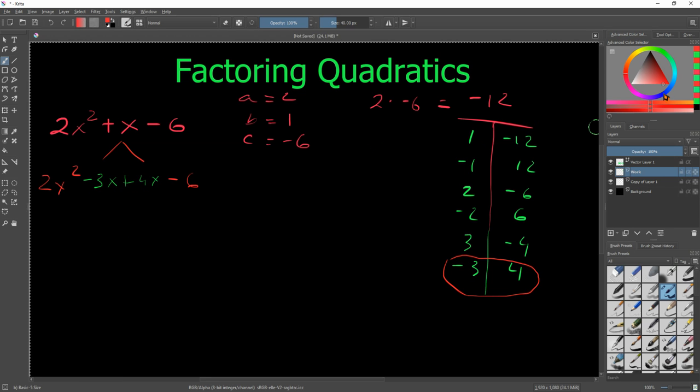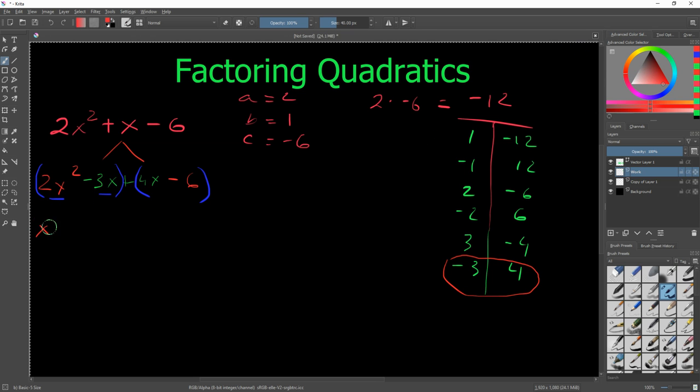Now here, I'm going to group the first two terms, and I want to group the last two terms. And I'm going to factor. Let's see, what do they have in common? Factor something out from both of these two terms. 2 and 3 don't have anything in common, but x squared and x do, and they have the x in common. So I'm going to take the x out.